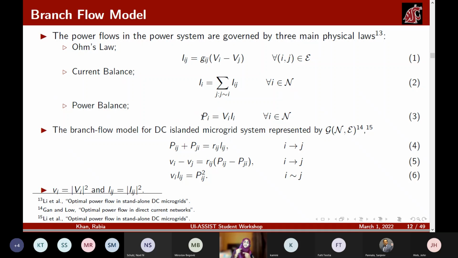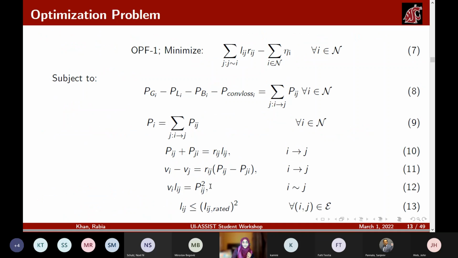The first three equations are the basic ones that are used to develop a model of a power system. And the branch flow model that has been introduced for DC microgrid systems is represented by equations 4 to 6. We can see that equation 6 is a quadratic equation which causes the non-convexity, and it makes it hard to solve the problem. So we'll be relaxing that problem using second-order conic programming. So this is our optimization problem. OPF1 is the one that we have proposed, and OPF2 is the one that has been introduced in the literature. We are trying to minimize the total distribution losses in the system, and we are trying to maximize the efficiency of the converters.